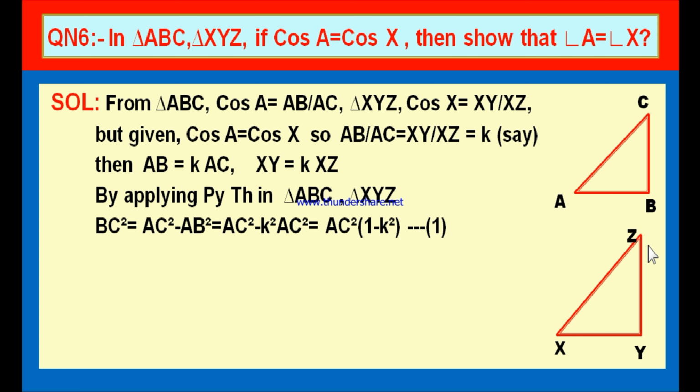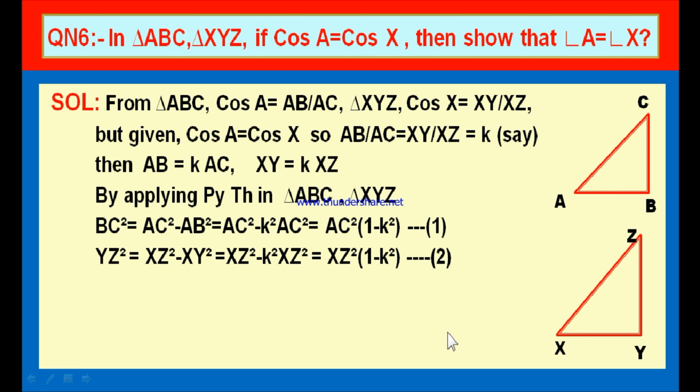If we apply Pythagoras theorem to the second triangle XYZ, this unknown side YZ square is equal to hypotenuse square minus other side square, that is XZ square minus XY square. XZ square is as it is minus XY. We know that XY is equal to K times XZ. Therefore, XY square is equal to K square into XZ square. Now take XZ square common. XZ square into 1 minus K square is the value of YZ square.